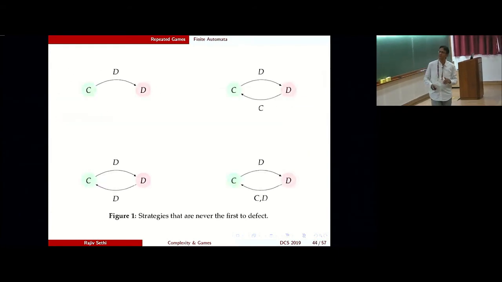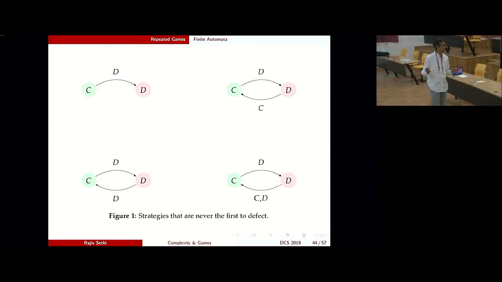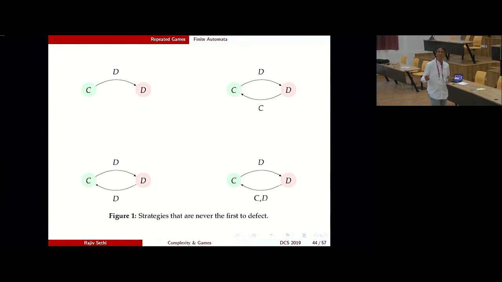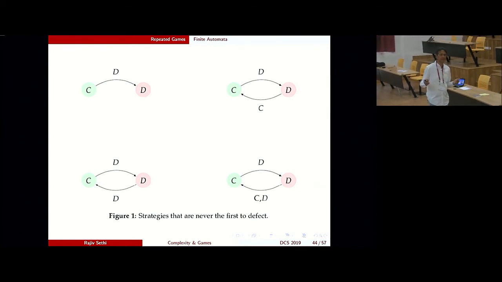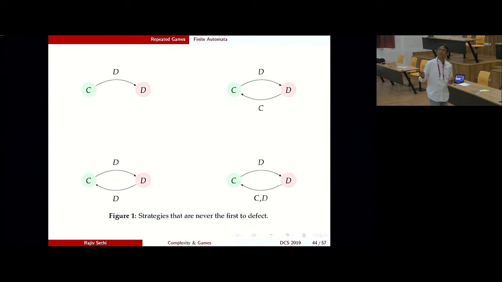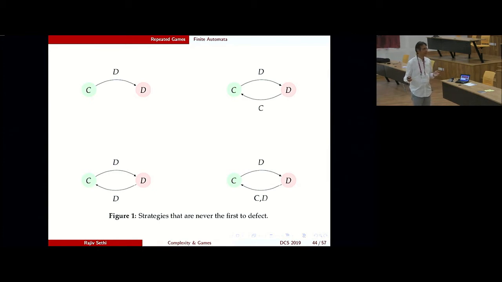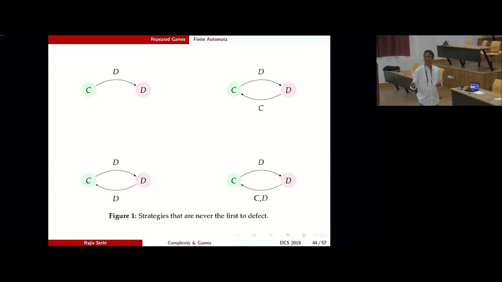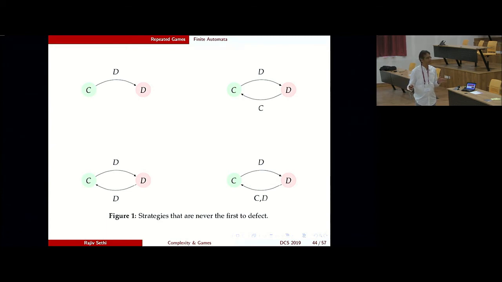Here are some examples of strategies in the repeated prisoner's dilemma. Here you start with cooperation. If the opponent defects, you go to defection, and you never come back. This is sometimes called the grim trigger strategy. This is tit for tat. You start with cooperation. If the opponent defects, you defect, and you keep defecting until they cooperate, then you come back. Very famous strategy. Here's a strategy that is very forgiving. You start with cooperation. If the opponent defects, you defect for one period, and then you come back, even if they still defect.